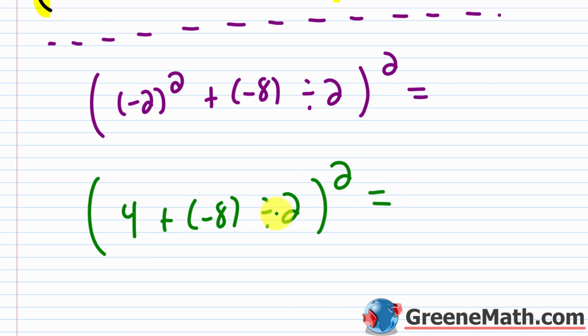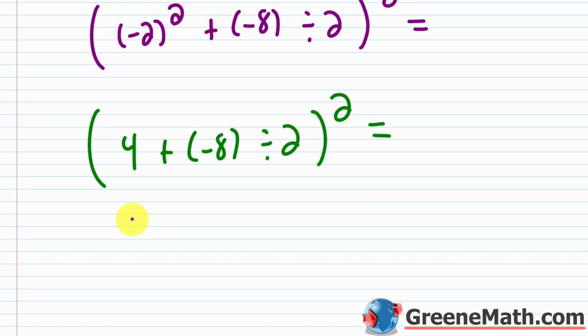All right, so now I have addition and division. I want to divide first. So negative 8 divided by 2 would be negative 4. This would end up giving me 4 plus a negative 4. Of course, you could write that as 4 minus 4 if you wanted to, and this would be squared.